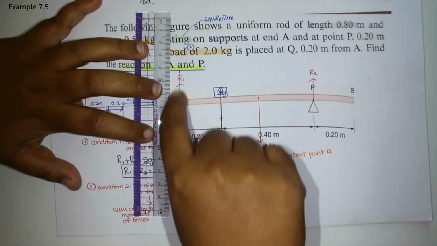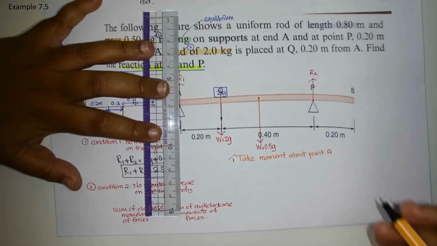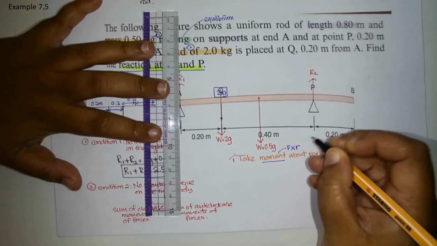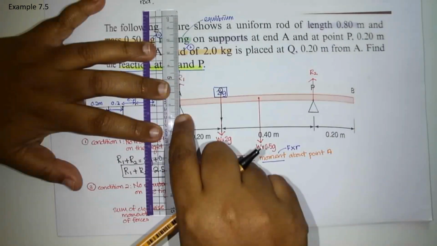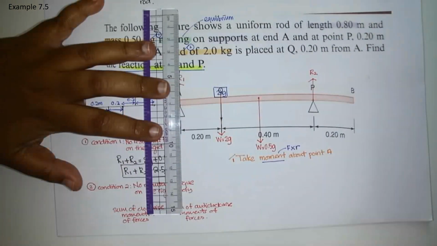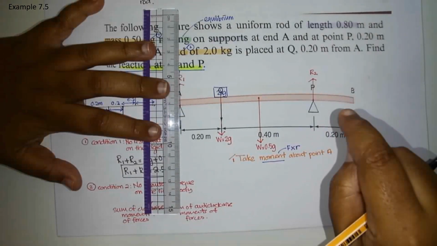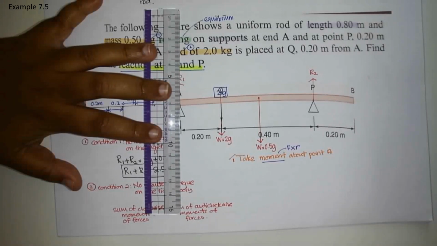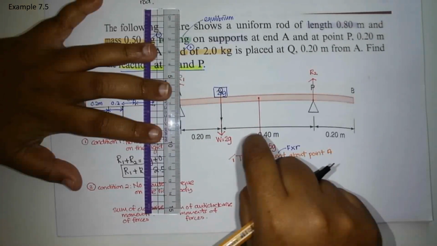This moment, which is R1, is not considered. Why? Moment is force times radius, and if I take moment at this particular point, then the radius is 0. So automatically you no need to consider R1 in the expression. Now I have 3 forces that I have to take moment of.